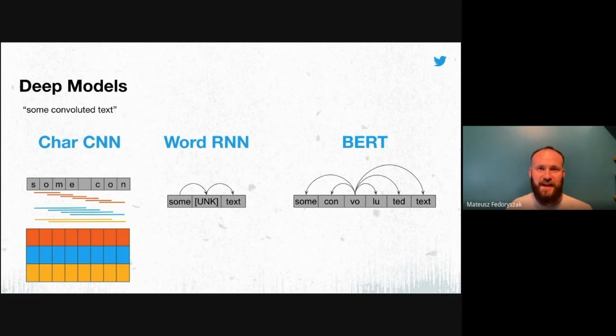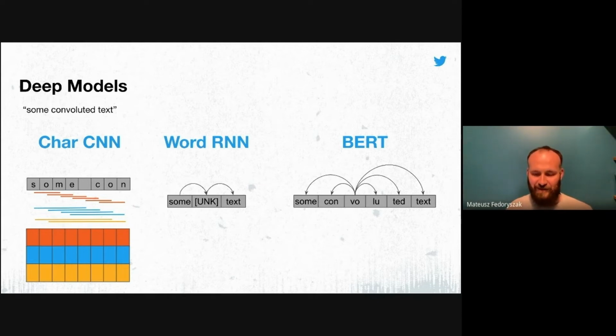On the right-hand side, you can see BERT and transformer-based approaches, which are gaining a lot of popularity now. The basic idea there is the mechanism of attention, which for each element in a sequence learns which other elements in that sequence it should pay the most attention to.